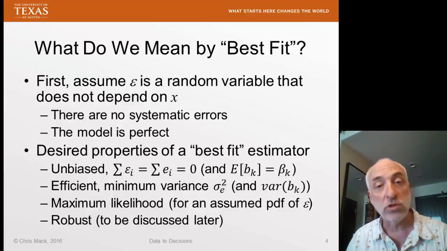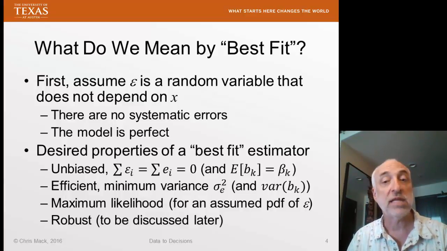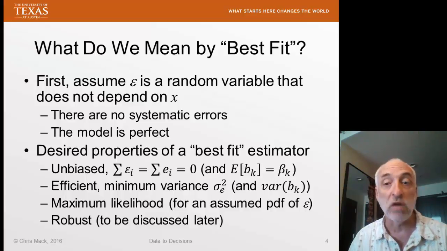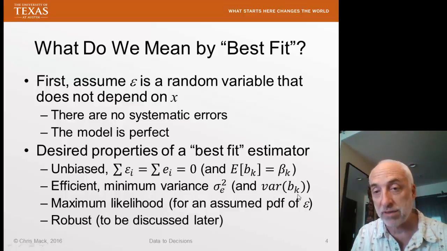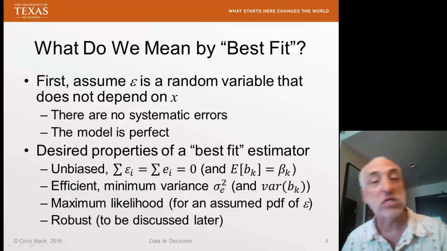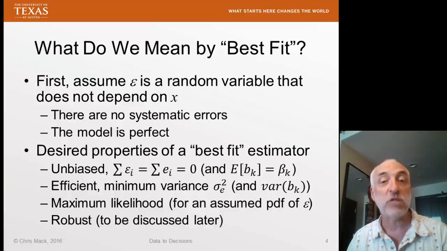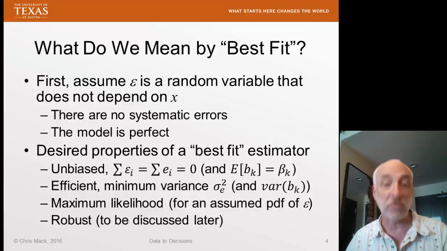Then we'll also want, as our best fit estimator, an efficient estimator. This is an estimator that has a minimum variance in the residuals and a minimum variance of our estimates. And we're going to talk later on, in the next lecture, about how we arrive at this variance of our estimate. But we want that variance to be as small as possible. We say it's efficient because if that variance is small, that means we don't need a whole lot of data points to get a good fit.